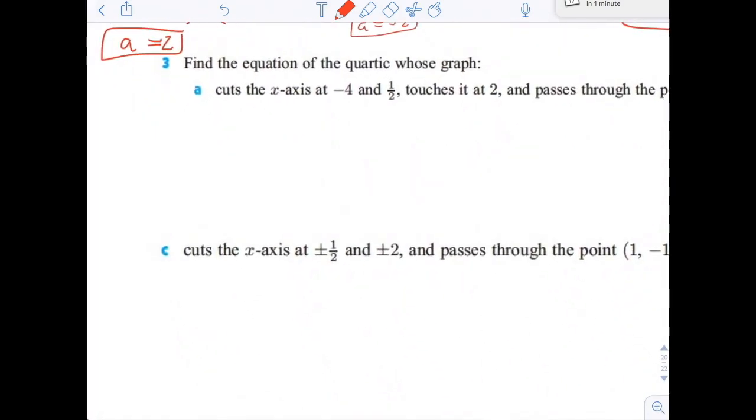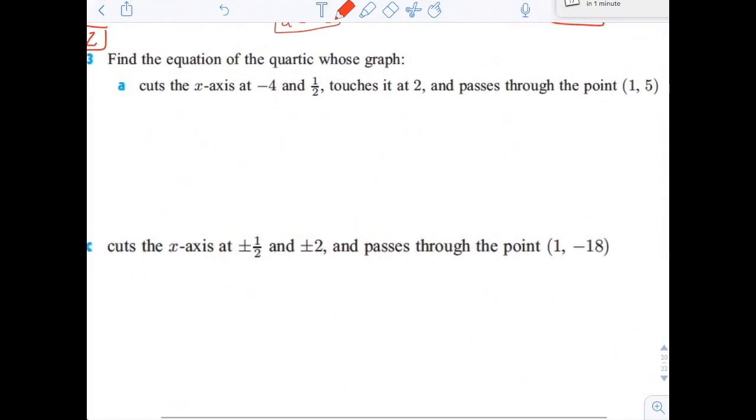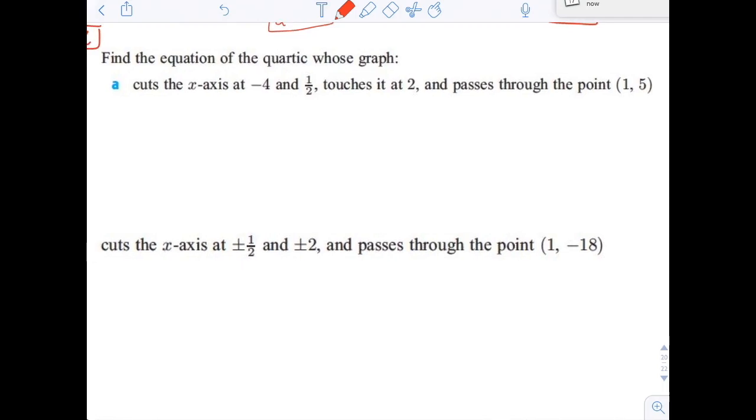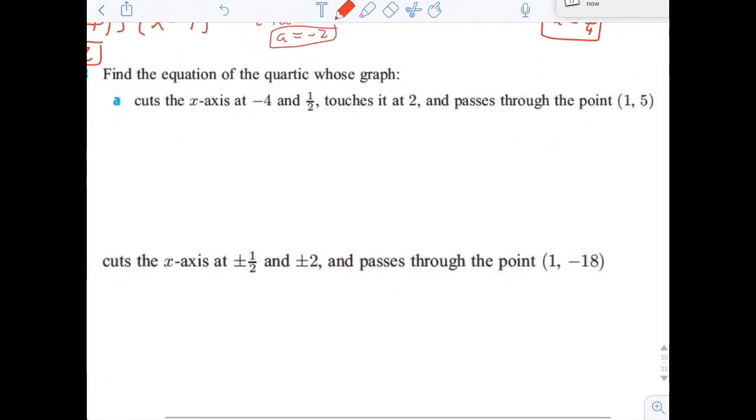Find the equation of the quartic whose graph cuts the x-axis at negative 4 and 1/2 and touches it at 2 and passes through the point 1,5. Okay, so this is kind of a verbal example of the problems that we were just doing with the graphs.